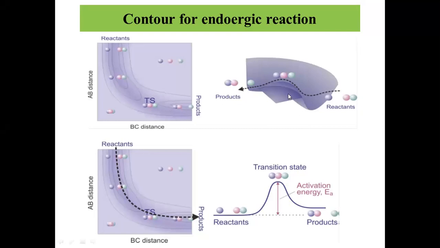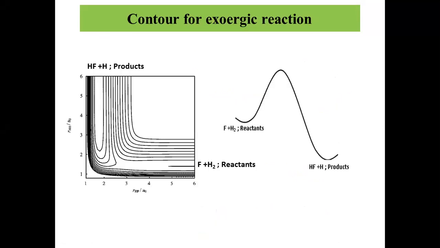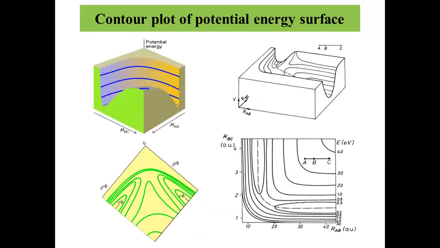I think the last session where I left is here, the different potential energy surfaces for different reactions, like thermoneutral reaction, then exergic reaction, and endoergic reaction. We tried to figure out how the contour plots of different reactions are going to depict the potential energy surface.